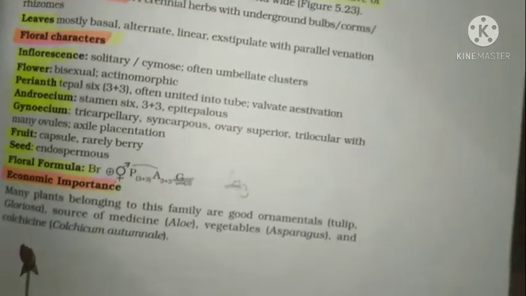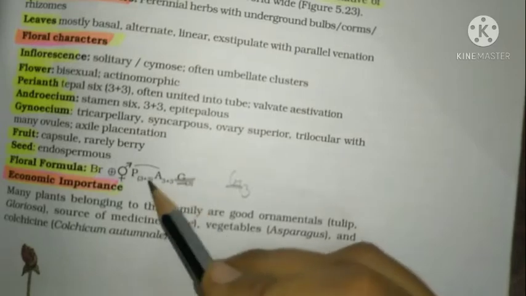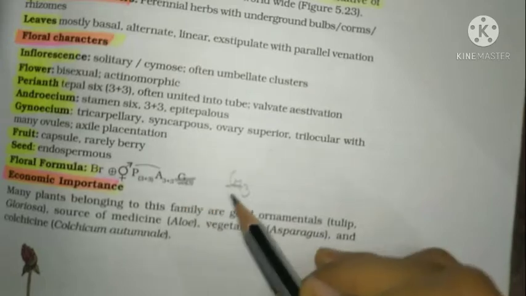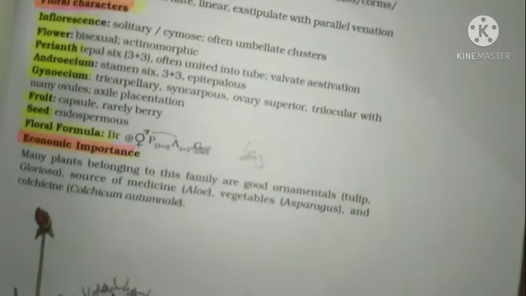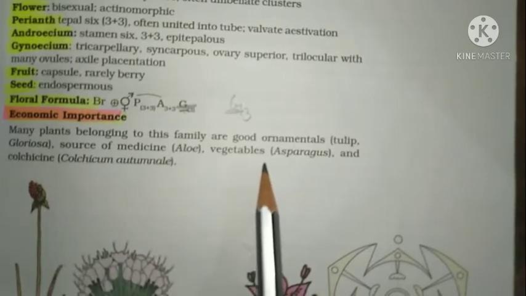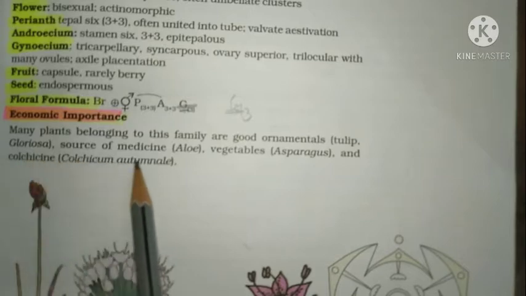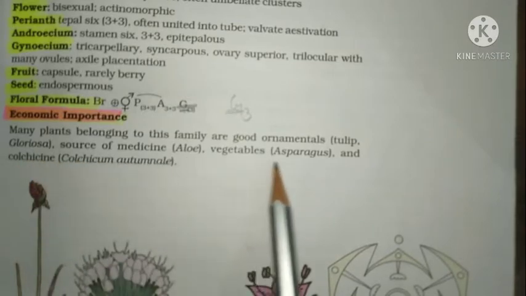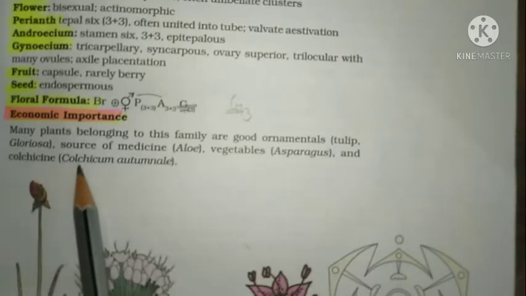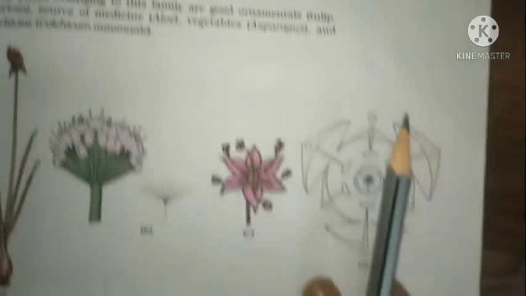Floral formula: actinomorphic, bisexual, P for perianth 3 plus 3, A for androecium 3 plus 3, and G for the superior ovary. Economic importance: many plants belonging to this family are good ornamentals, such as tulip and gloriosa; source of medicine, aloe; vegetables, asparagus; and colchicine, that is obtained from Colchicum autumnale. This is the figure.